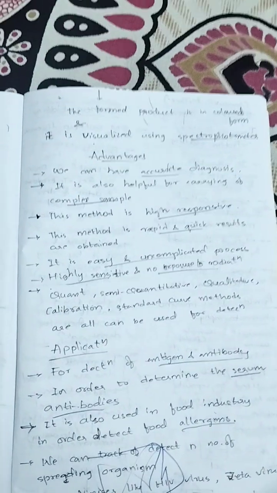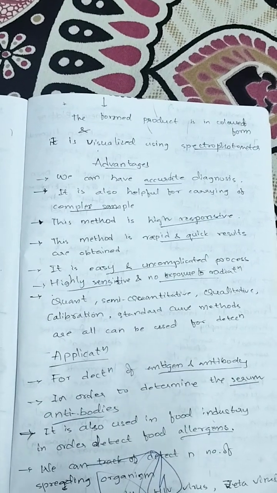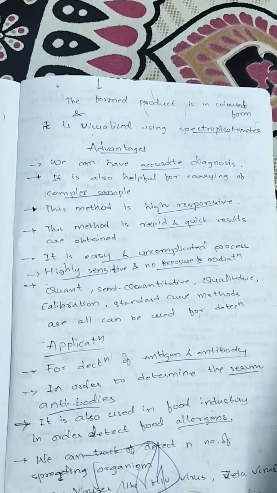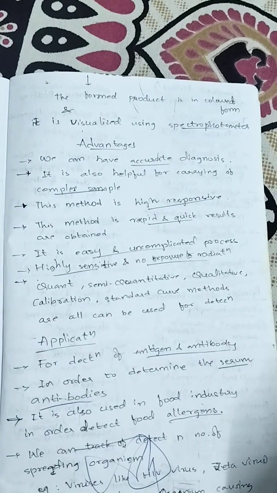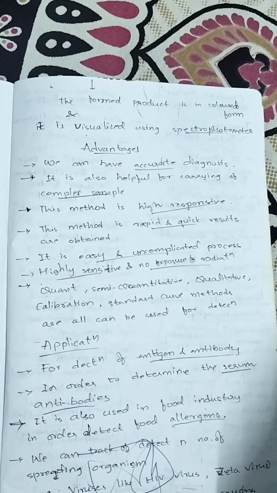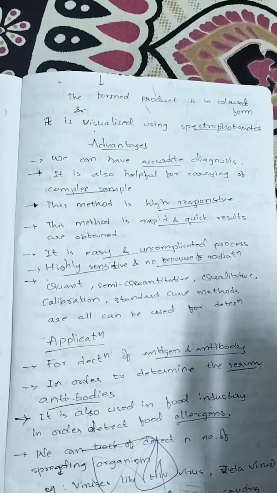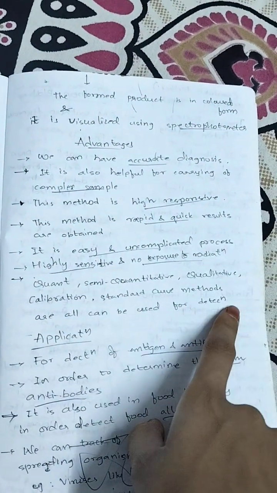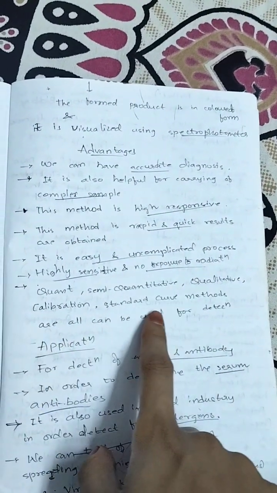The advantages of ELISA are that accurate diagnosis can be done. We can perform ELISA using complex samples. It is a simple, easy, uncomplicated process. It is highly sensitive, highly responsive, and has no exposure to radiation. It gives rapid and quick results. For the detection, quantitative, semi-quantitative, qualitative, calibration, and standard curve methods can all be used.